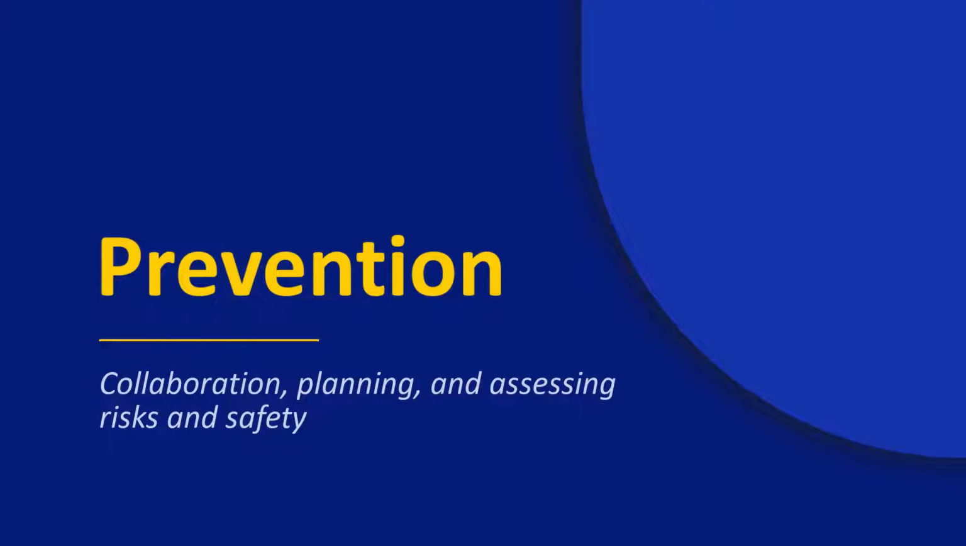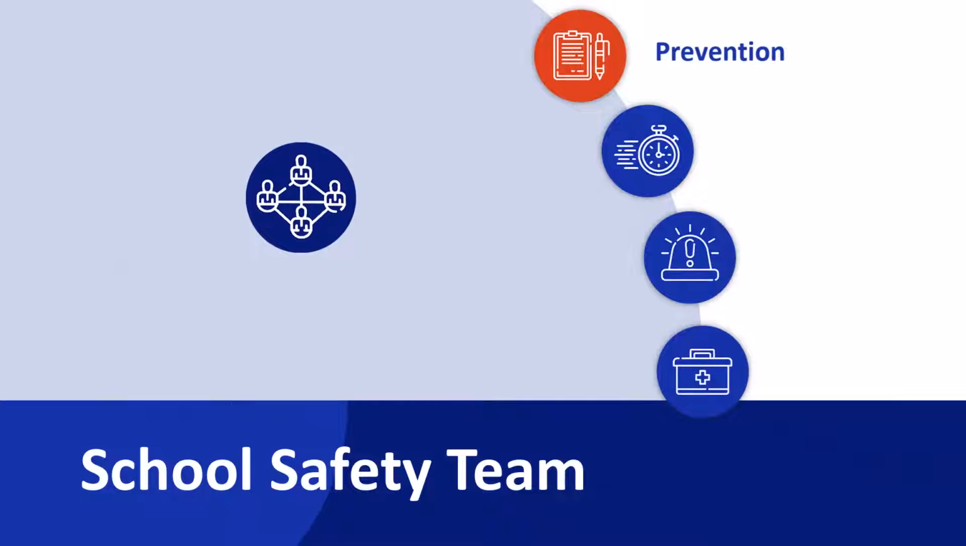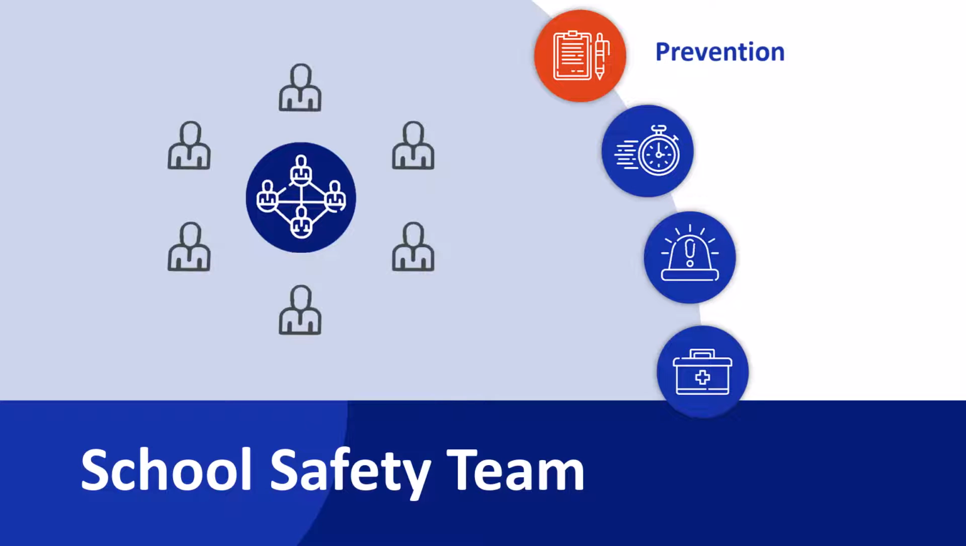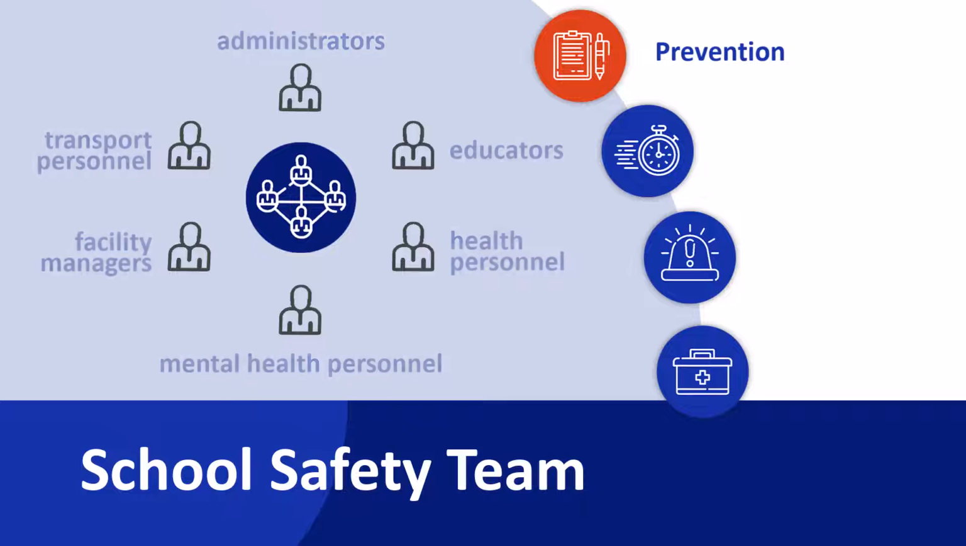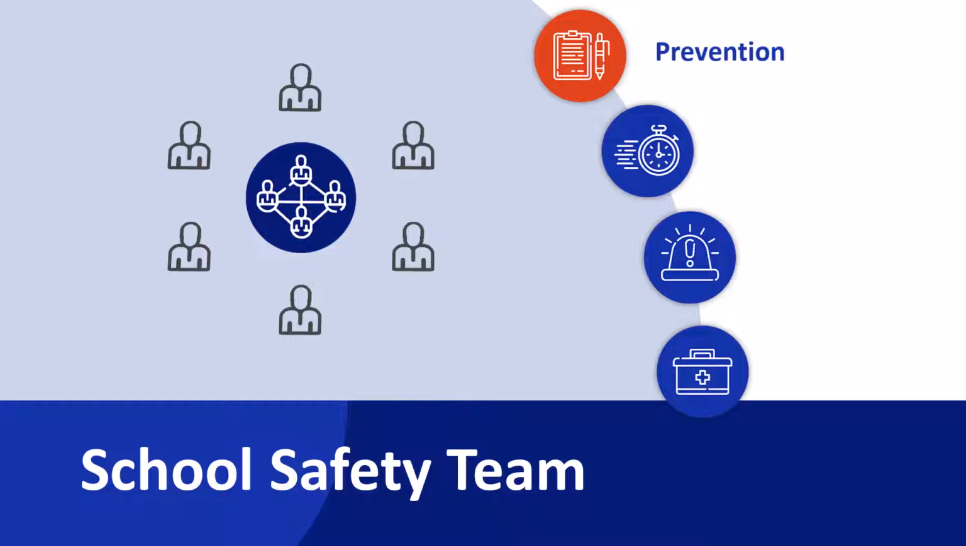Prevention is all about collaboration, planning, and assessing risk and safety. Meeting these standards will ensure that the right people are brought together and take the right actions to understand school safety in your building or district. You will likely start by creating a school safety team if one isn't currently in place. When developing your team, consider inviting administrators, educators, health and mental health personnel, facility managers, transportation personnel, or anyone else you think would be beneficial to prevention planning. Remember that you want a team that is small enough to allow for collaboration, but large enough to represent the school, its families, and the community.